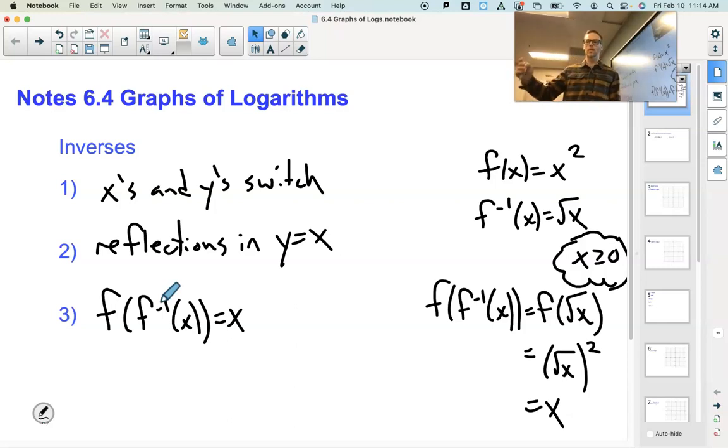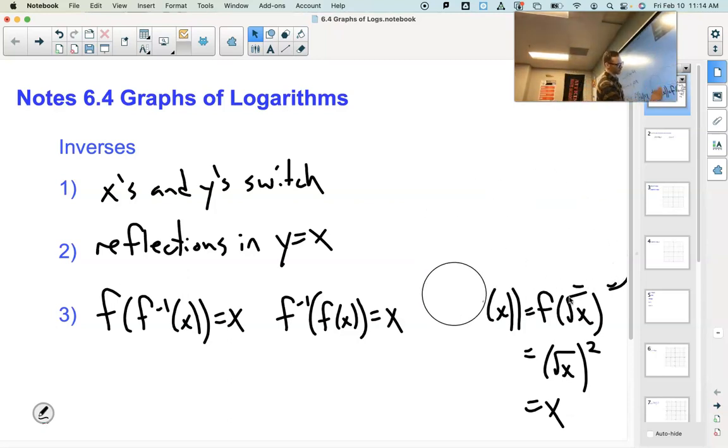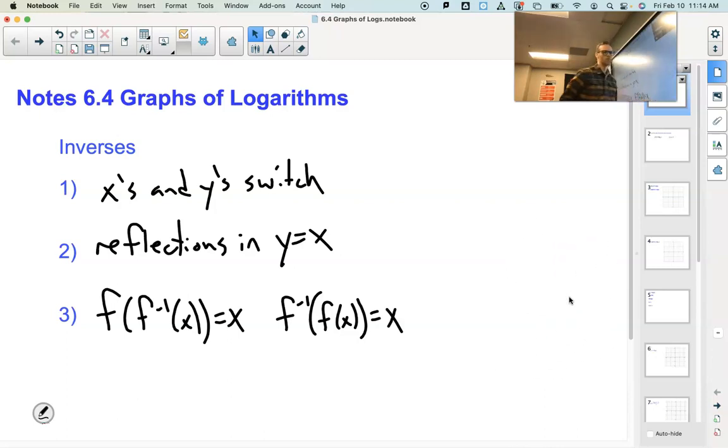What's the inverse of adding 1? Subtracting 1, right? Inverses cancel each other out. And same with the other way around. Also, if I put f into f inverse, they cancel each other out, leaving x. If I did this stuff over here, and I just switched the order, the same thing would happen. So those are reminders of inverses. Okay? X's and y's switch. They're reflections over the line y equals x. And when you substitute a function into its inverse, they cancel each other out, giving you x.